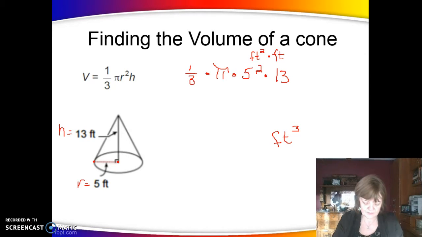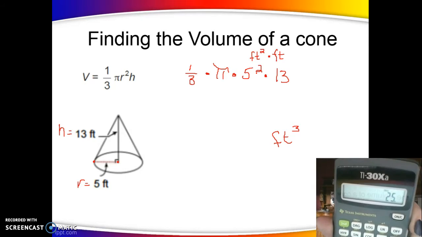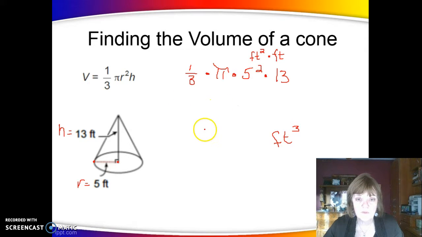Okay, 1/3 times. I'm going to punch the pi. And then times 5 squared. And again, the button to get the squared is that x squared there. And look at that. 5 squared is 25. Times 13 equals, and here's what I got, 340.339, and it keeps on going.